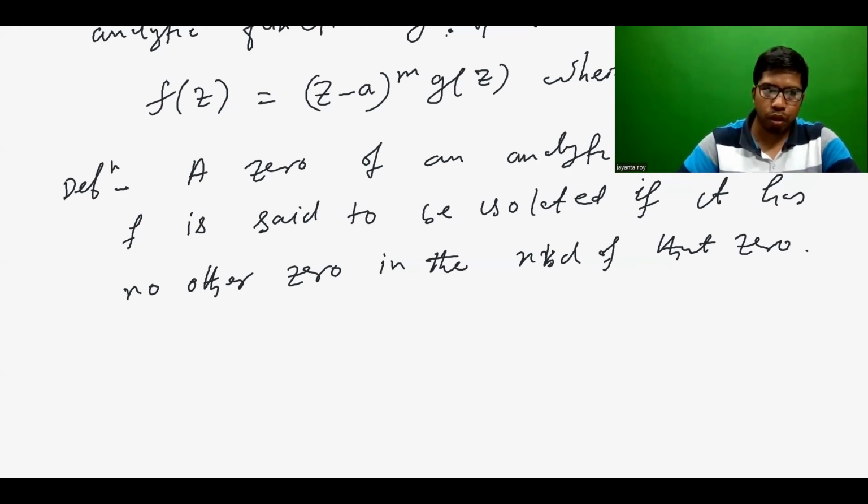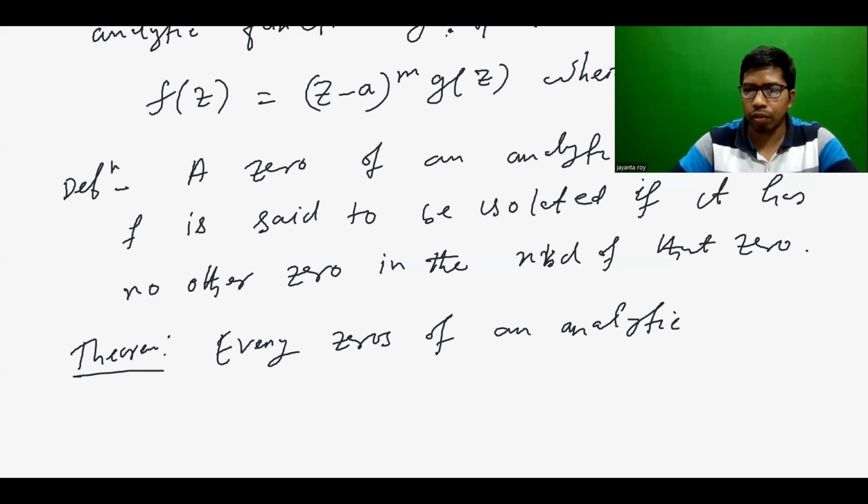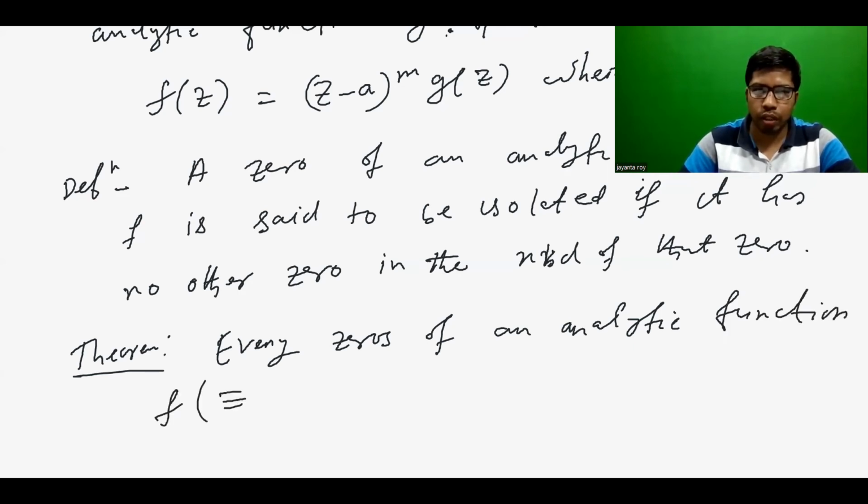Okay, so write down the theorem that every zero of an analytic function f, which is not identically zero, is isolated.